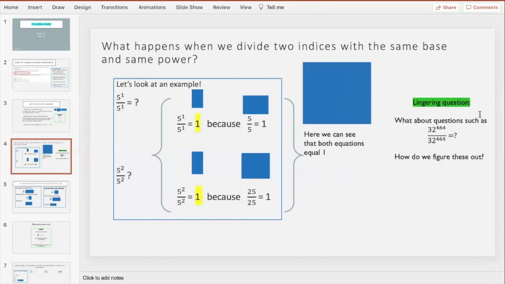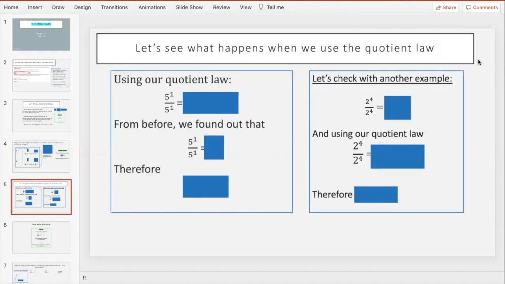The lingering question is, what about questions such as 32 to the power of 464 over 32 to the power of 464? How do we figure these out? We can type it in a calculator, but that might be a little bit more of a process. So let's see what happens when we use our quotient law to solve these types of index questions.